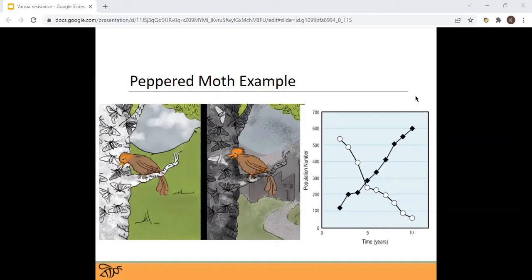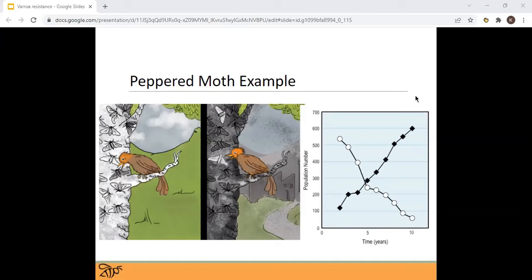Before the Industrial Revolution, the light-colored moths were the most common phenotype observed, and dark-colored moths were quite rare. This could be explained because the light-colored moths could easily camouflage themselves on light-colored trees, whereas the dark-colored moths, you can see in this photo, stand out, which makes them more vulnerable to predators.